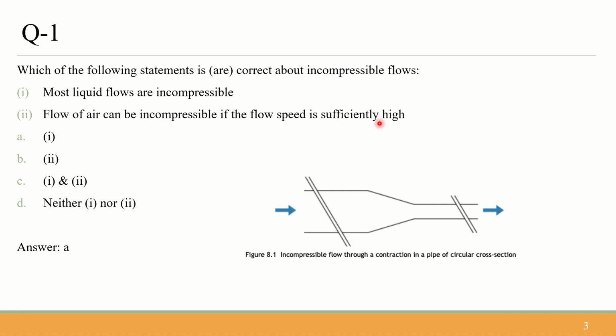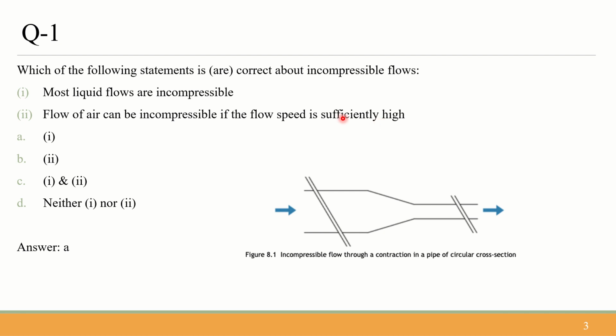So our flow of air can be incompressible if the flow speed is sufficiently low. And the first statement, coming to that, most liquid flows are incompressible. That also we cannot say, similar to the second statement. The fluid flow, that is the liquid flow, can be incompressible or compressible. Here we are not dealing with the fluid type. Here the compressibility denotes the flow, not the fluid behavior or fluid type. Fluid type we call liquid fluids or incompressible fluids. But here the question is about the compressibility of the flow.